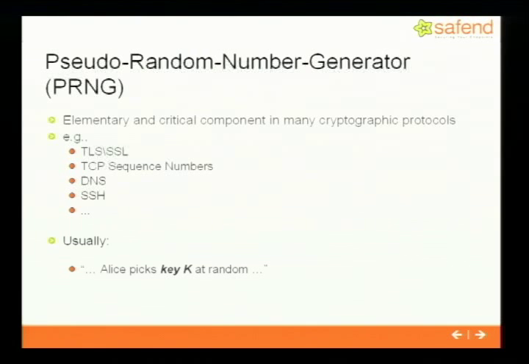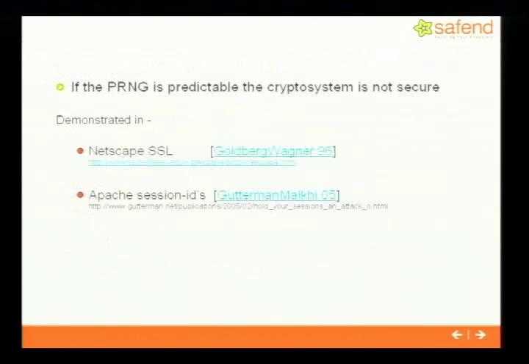Usually we are familiar with the term "Alice picks a key K at random." That's from the basic cryptography course. And of course, if this key isn't so random, then the entire security system can easily be broken. Two examples, one from 10 years ago, a very famous one, the Netscape SSL. David Wagner and Ian Goldberg were able to find that the Netscape SSL was using a weak PRNG. And in the next slide, I'm going to show this PRNG, the source code.